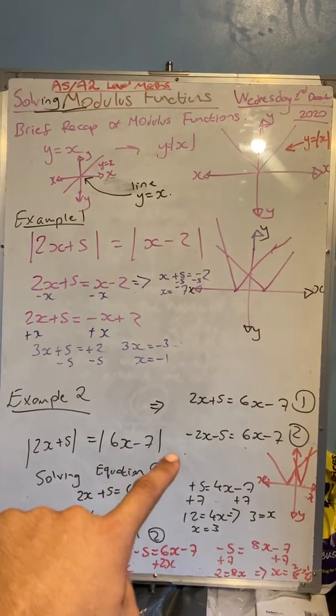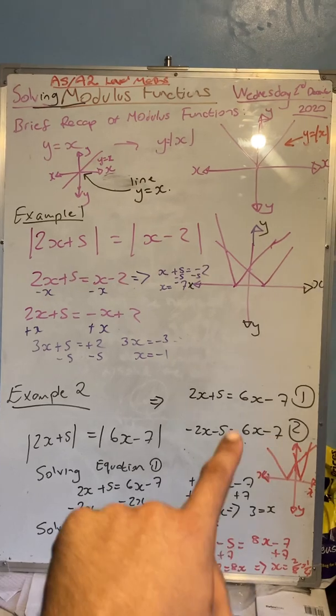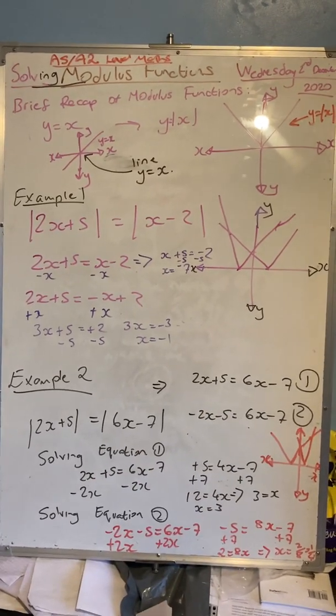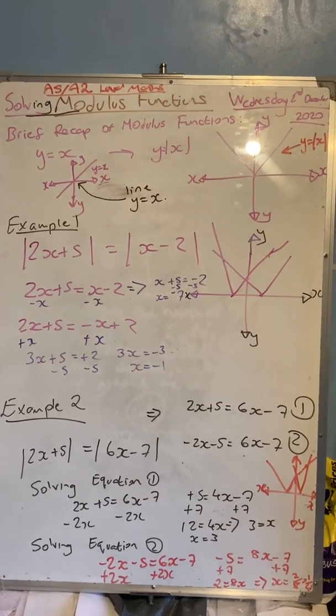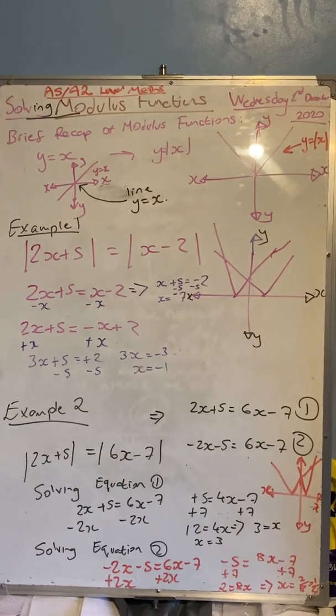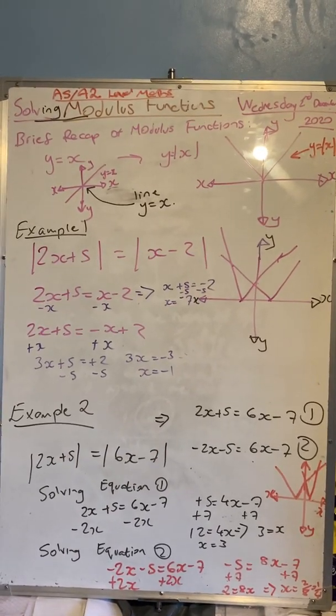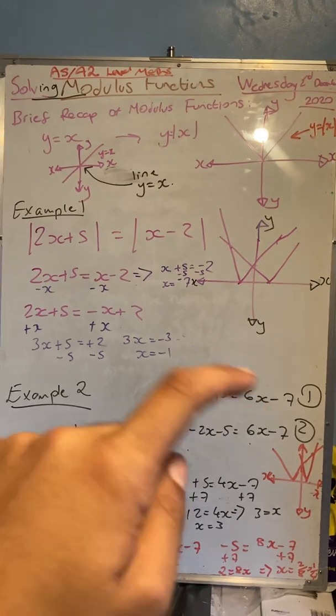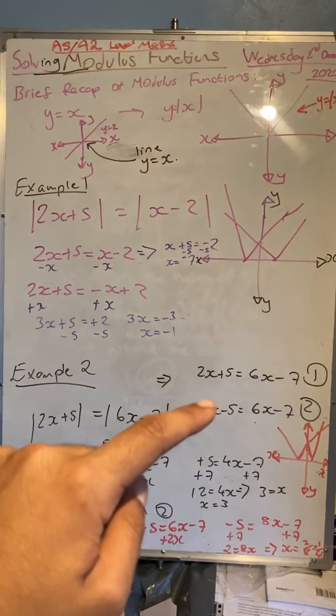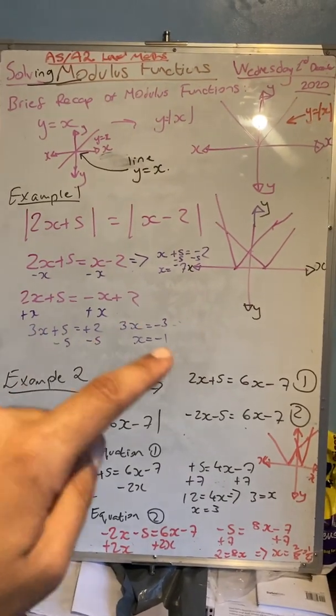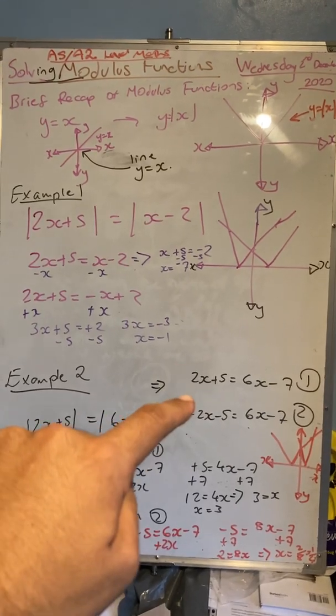Firstly, it doesn't matter which modulus part you take out when you form your equations. And secondly, for this one, I've taken the 2x plus 5 out of the modulus. So equation 1, 2x plus 5 equals 6x minus 7. Equation 2, minus 2x minus 5 equals 6x minus 7, because the opposite signs change.